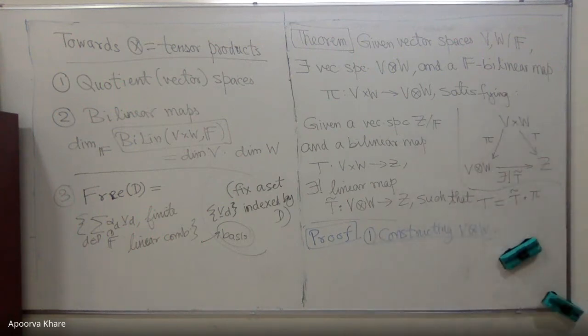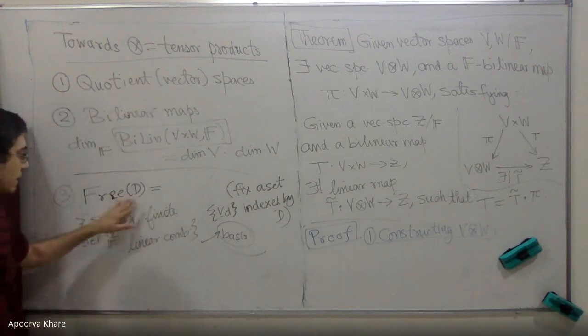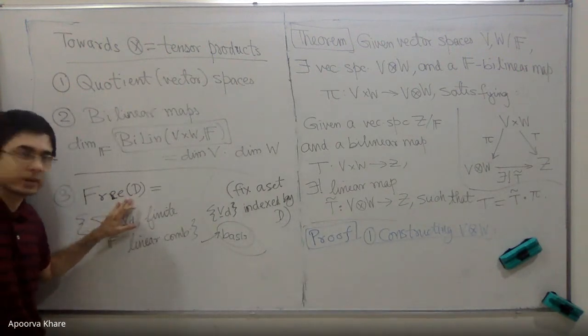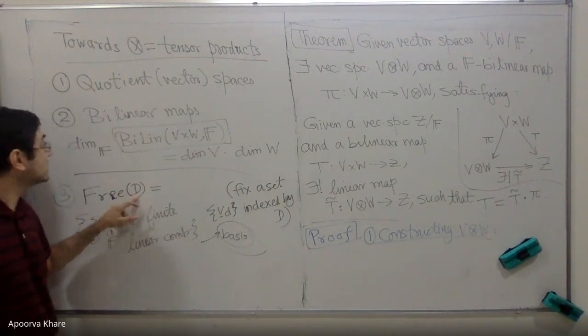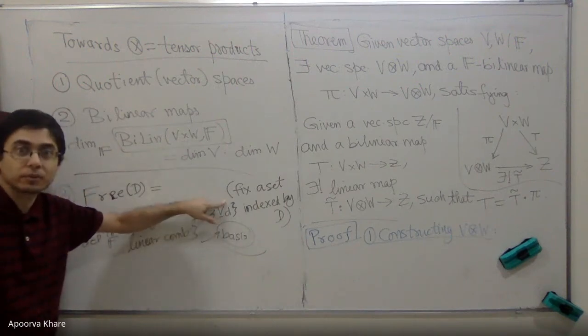Okay. So what we do now is define a very big space. The idea is we are going to combine all these ingredients. We start by defining a very big space with the entire set V cross W as a basis. This set is V cross W.